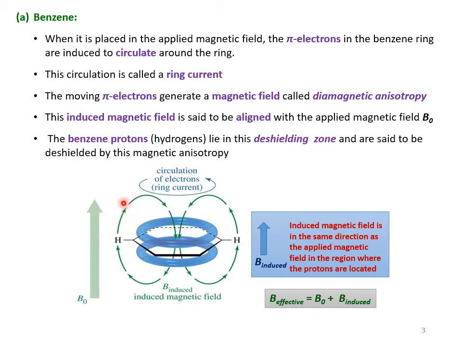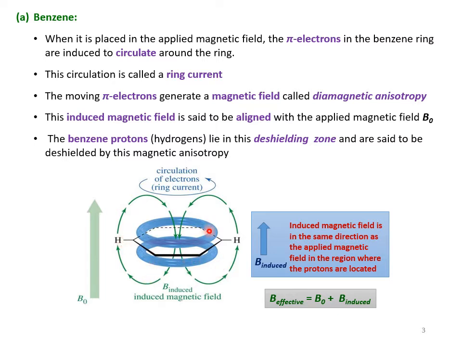The direction of the induced magnetic field and the direction of the applied magnetic field are aligned. Because of this, the benzene protons experience a greater magnetic field. The benzene protons experience two magnetic fields here. One is from the external magnetic field, that is B naught, and the other is the induced magnetic field, which is induced by the circulation of the pi electrons, and this induced magnetic field is in the same direction as the applied magnetic field in the region where protons are located.